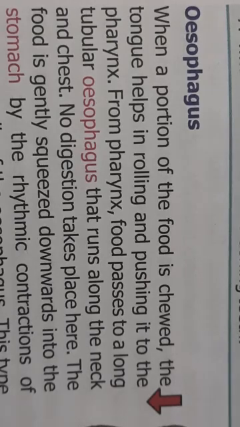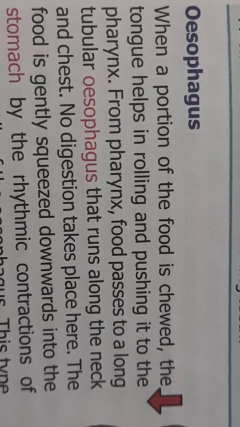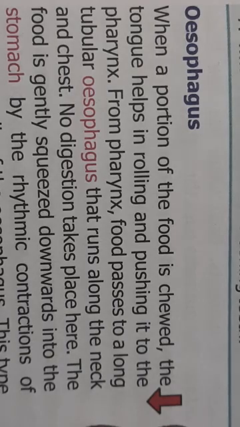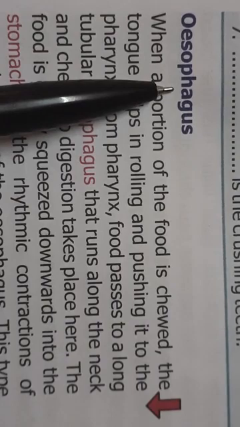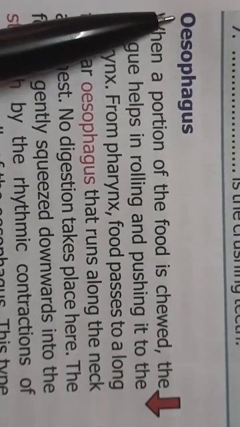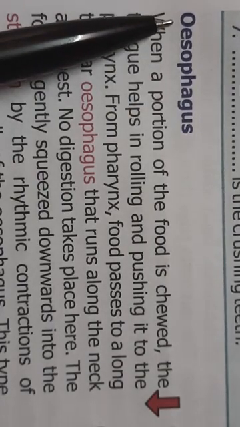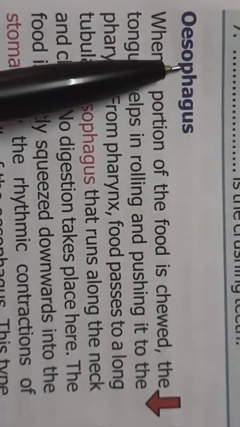Good morning, students. We have finished with the first part of the alimentary canal, that was the mouth. We'll move on to the next part of the alimentary canal, which is called the esophagus, also known as the food pipe. Children, esophagus, the O is silent, okay? It is pronounced as esophagus.